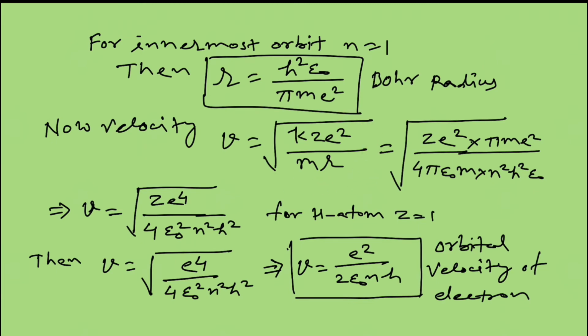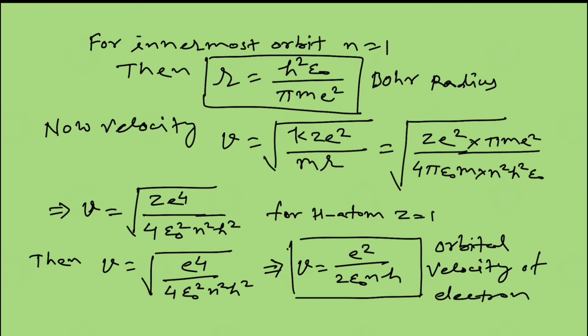If you replace for radius, then the radius formula is n square h square epsilon naught upon pi m e square, and the rest of the terms are as they are. We have replaced for k also. k is equal to 1 upon 4 pi epsilon naught, z square as it is, m as it is, and replace for r also.